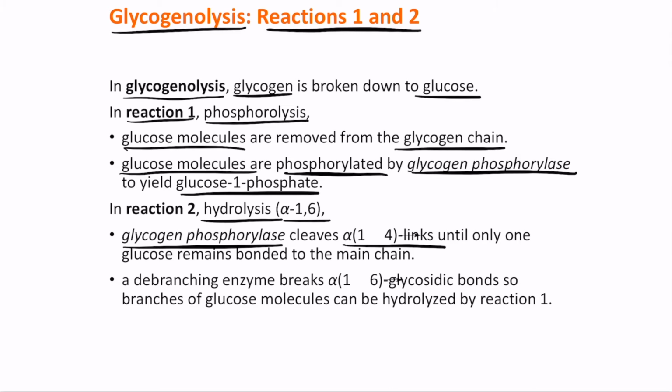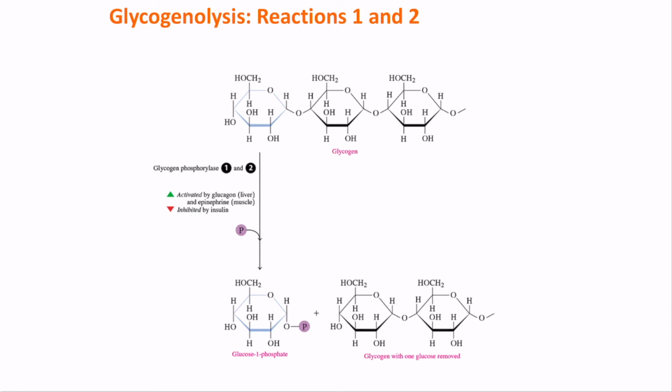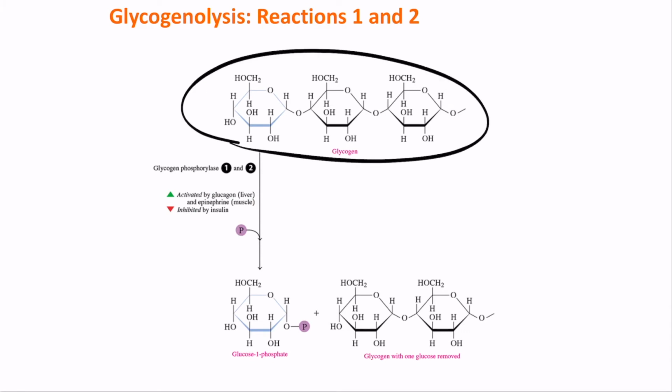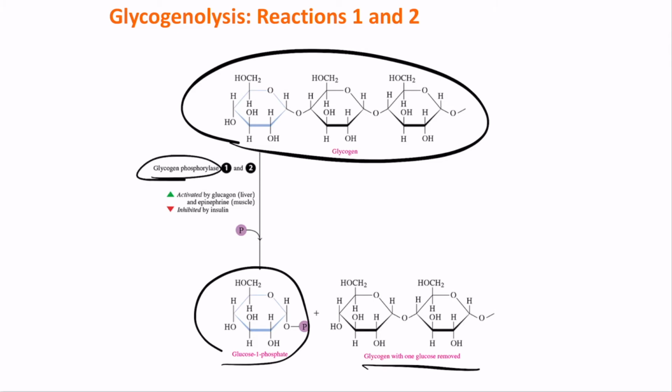glycogen phosphorylase cleaves the alpha 1,4 links until one glucose remains bonded to the main chain, and a debranching enzyme breaks up these bonds, creating the hydrolyzed reaction. So the glycogen is broken up into two parts. One, each molecule is broken into glucose 1 phosphate, which ends up creating glucose with 1 glucose removed, and the enzyme that is used is glycogen phosphorylase. It is activated by glucagon and epinephrine, and it is inhibited by insulin.